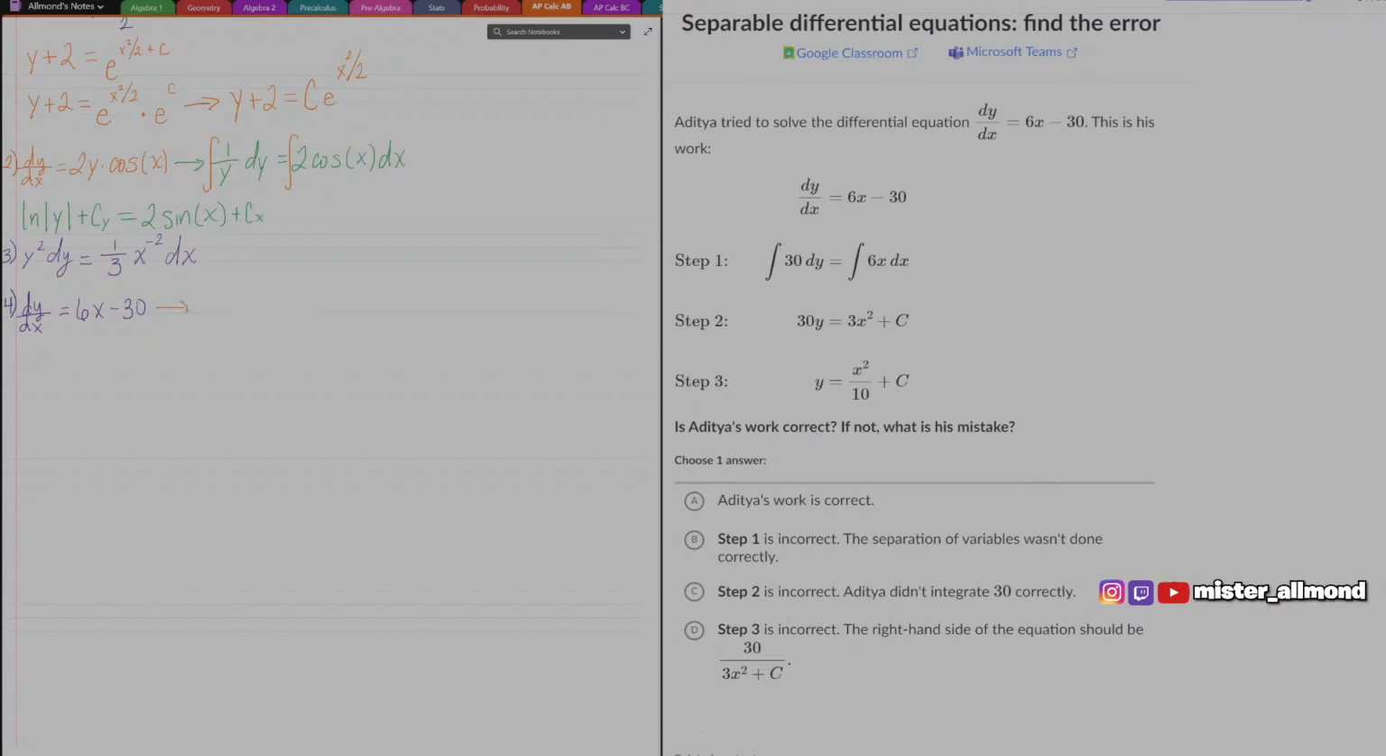If she were to separate properly, that means she would need to multiply both sides by dx from here. Notice that me adding 30 right now is mathematically possible, but it would not help us separate variables. So let's just see. If I were to multiply both sides by dx, I would have dy equals this entire right side, 6x minus 30, and I would take all of that and multiply it by dx. That is a mathematically correct rule.